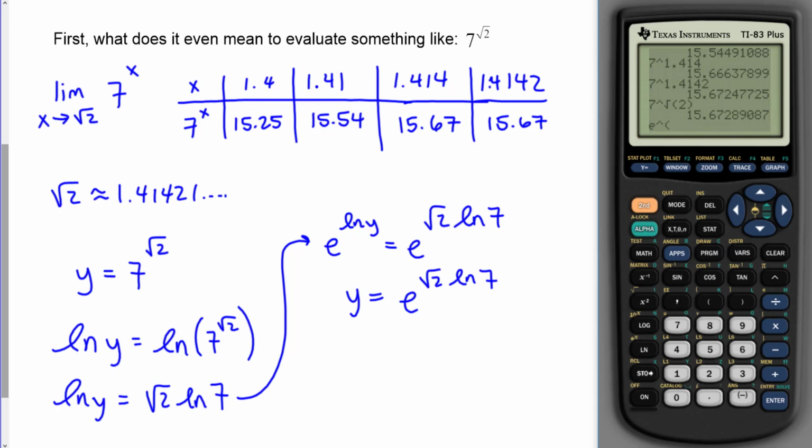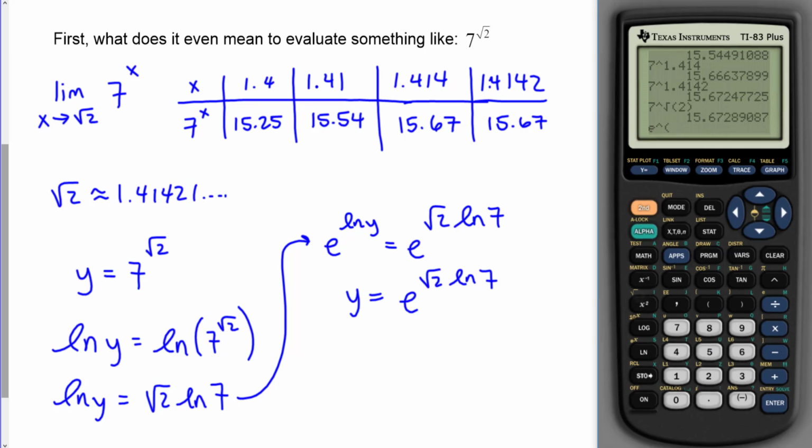E raised to the square root of 2 times the natural log of 7. If everything goes well here, I should get 15.6789087. Exactly the same thing that the calculator got when it did 7 raised to the square root of 2. In fact, this is how the calculator is coming up with that value. It's rewriting it in terms of logarithms and exponentials in order to do this.